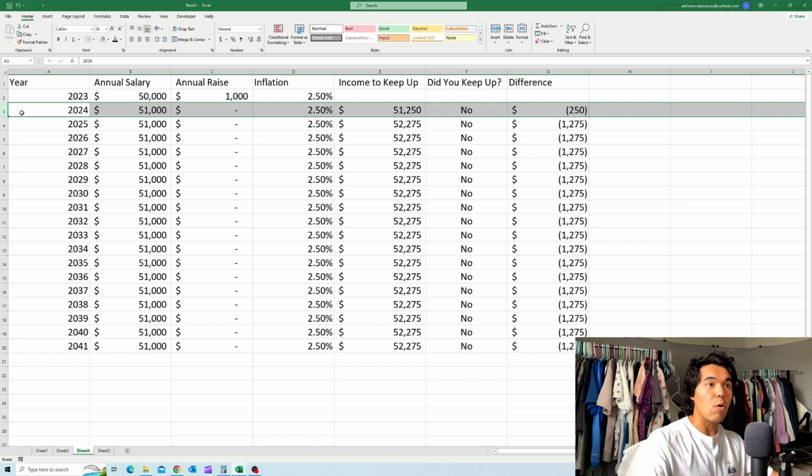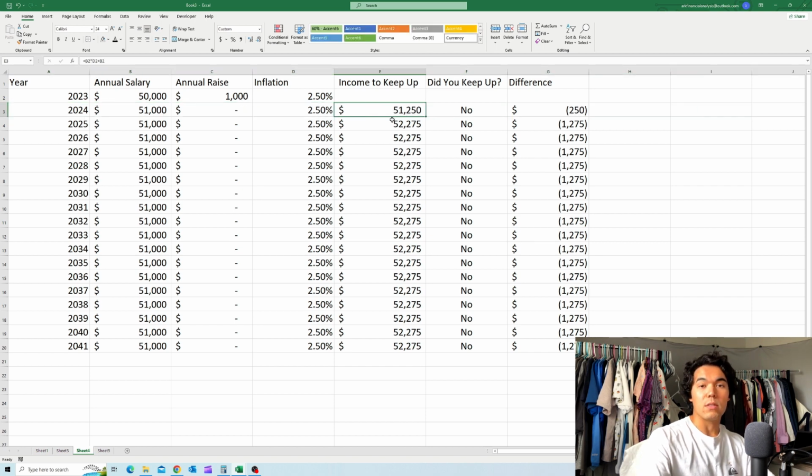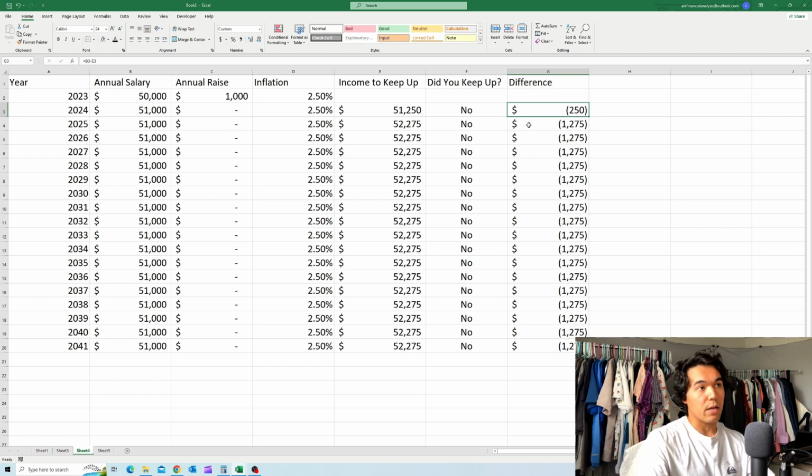But as we know, the minimum that he would need to match inflation for the previous year is $51,250. So he did not keep up, right? And the difference is $250. So he's $250 behind inflation, right? So obviously that's not ideal. And I think a lot of people don't really consider this, so they'll accept the raise, thinking, okay, it's $1,000 or $800 or $500, that should be good, when in reality it clearly wasn't.